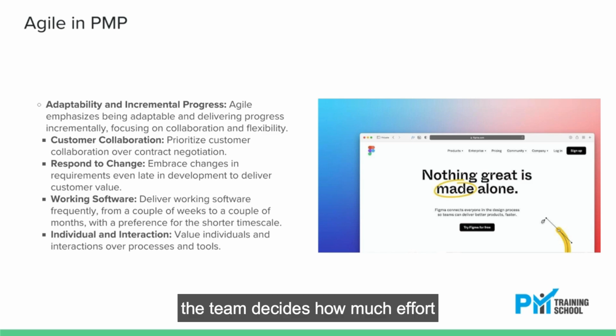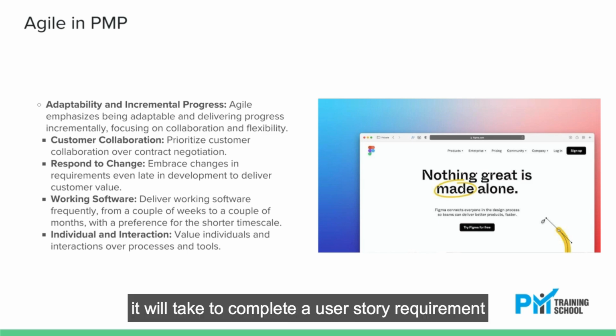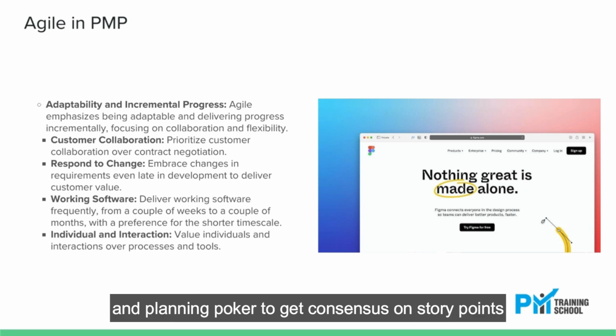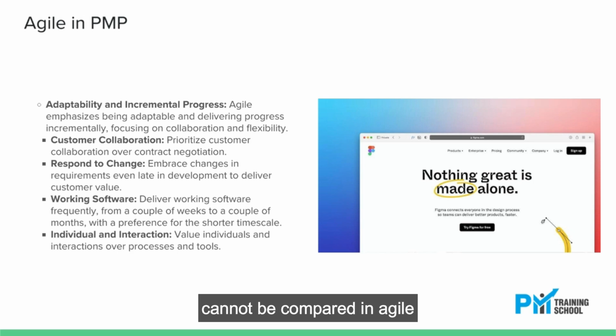The team decides how much effort story points it will take to complete a user story requirement. Agile is lightweight estimation. We use ideal hours, affinity estimation, Fibonacci series for estimation, and planning poker to get consensus on story points. Velocity, how much work can be done in a sprint of 2 teams, cannot be compared.